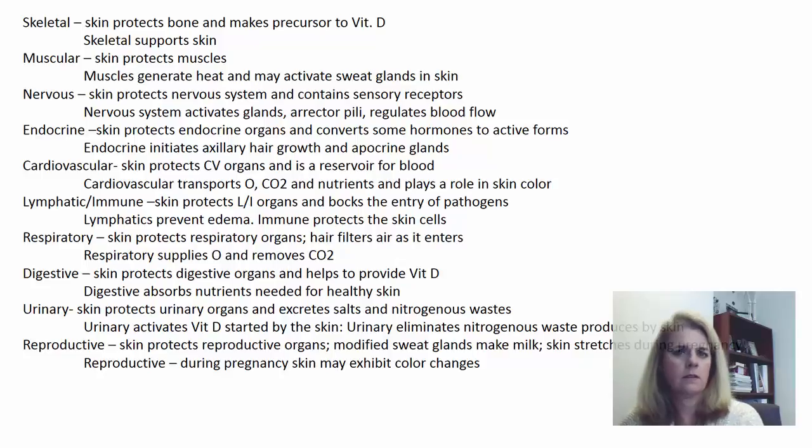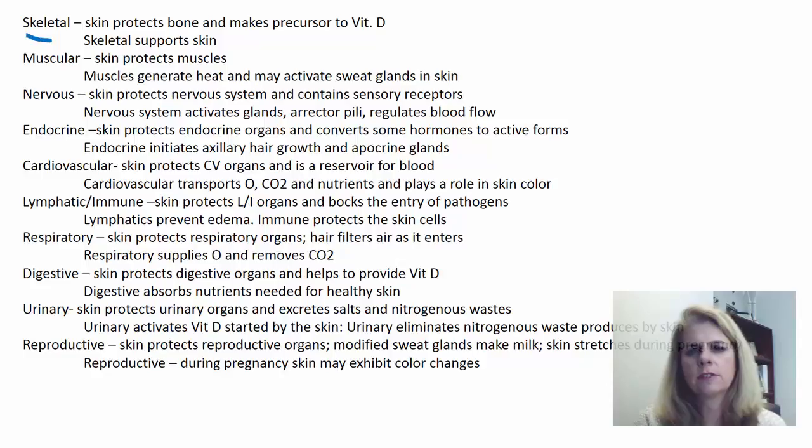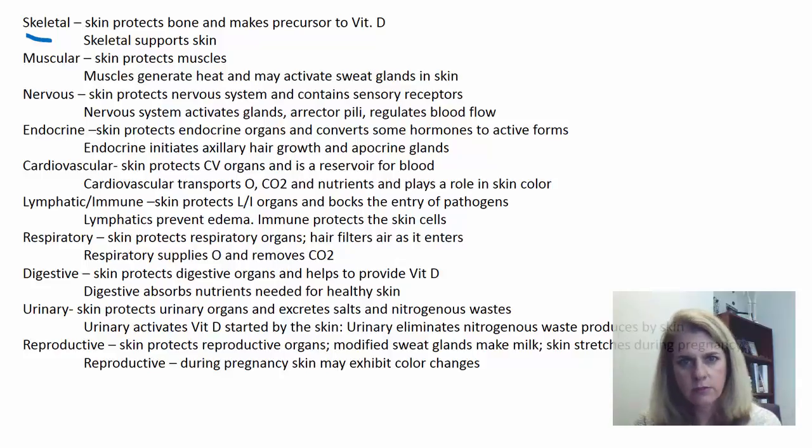How do we relate the skin to other organs? Let's talk about the skeletal system. We want to connect the skin and the skeleton. The skin is our outward protection, and our bones are below the skin, so the skin protects the bone. We also know that when UV light hits the skin, it starts the process of making vitamin D. Vitamin D is required for us to absorb calcium. Bones need calcium, so you need that vitamin D to help you make strong bones.